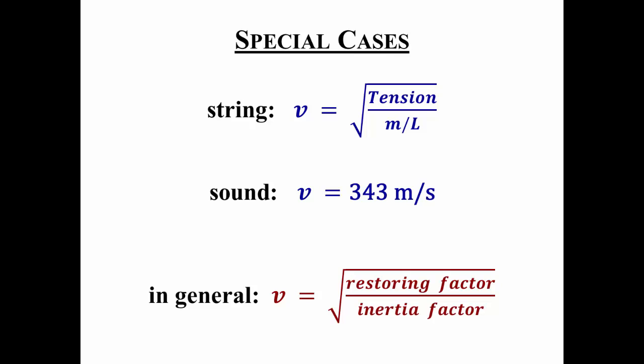Again, there are special cases for the velocity. If it's a string, the velocity is the square root of the tension divided by the mass per unit length. Sometimes that's called mu, sometimes it's called rho. I write it in this most general form so that it doesn't depend on what equations you happen to use, what symbols you happen to use for tension or mass per unit length. For sound, we'll just use numbers. That is, the velocity of the sound in air, we'll use the standard value of 343 meters per second.